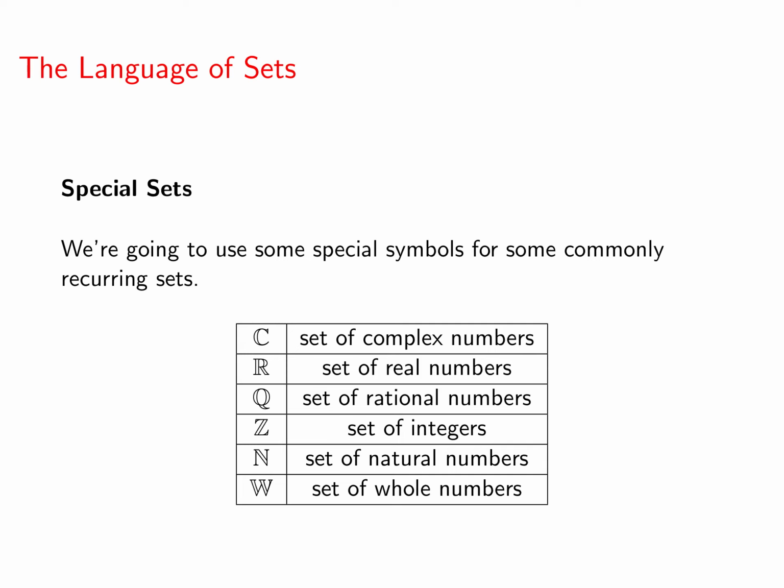Hello, discrete math fans. We're going to be using some special symbols for sets that we'll want to talk about all the time. Here's the list of very common sets that we'll run into. You have the set of complex numbers, real numbers, rational numbers, integers, natural numbers, and whole numbers. Now, as we'll see going forward, some of these are standard and some of these are not.